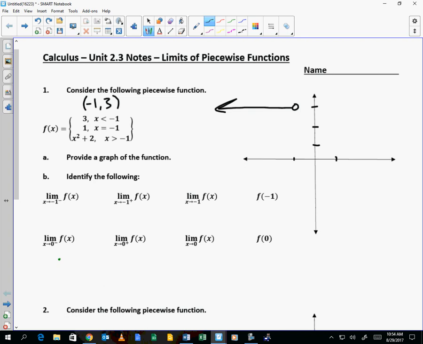If you look at the next one, if I plug in -1 to 1, what do I get? 1. Well, this isn't a greater than or equal to thing, or less than. It's just equal to. So what does that mean?